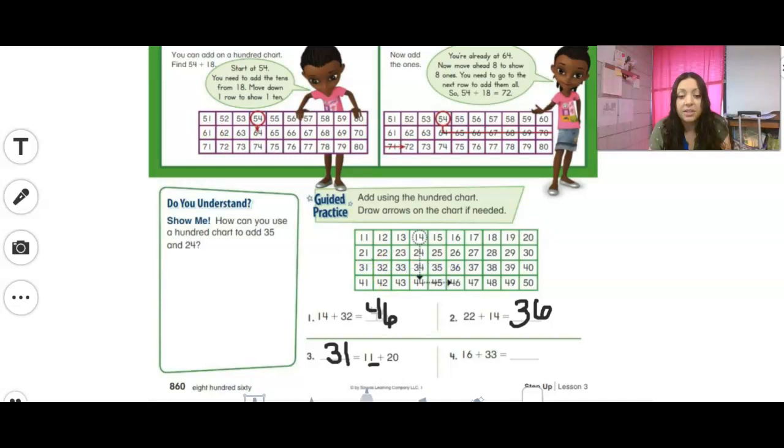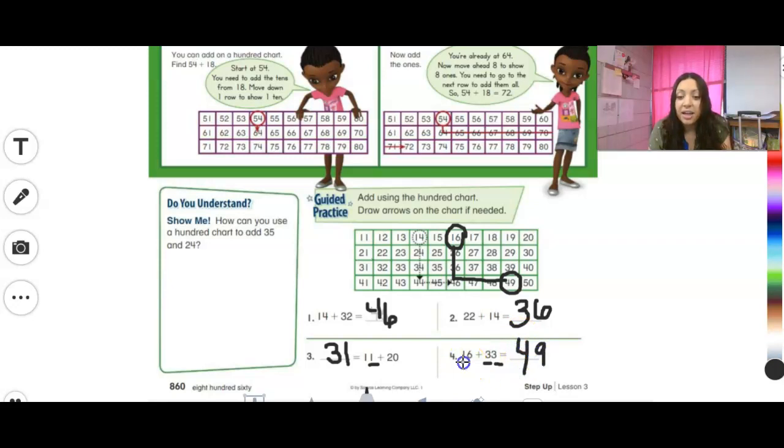Are you ready? We want to try 16 plus 33. So let's find the number 16. There it is. And then the number 33, how many tens? 3. So I'm going to go down 3. 1, 2, 3. How many ones? 3. So I'm going to go over 1, 2, 3 to the right. And what number did I land on? 49.